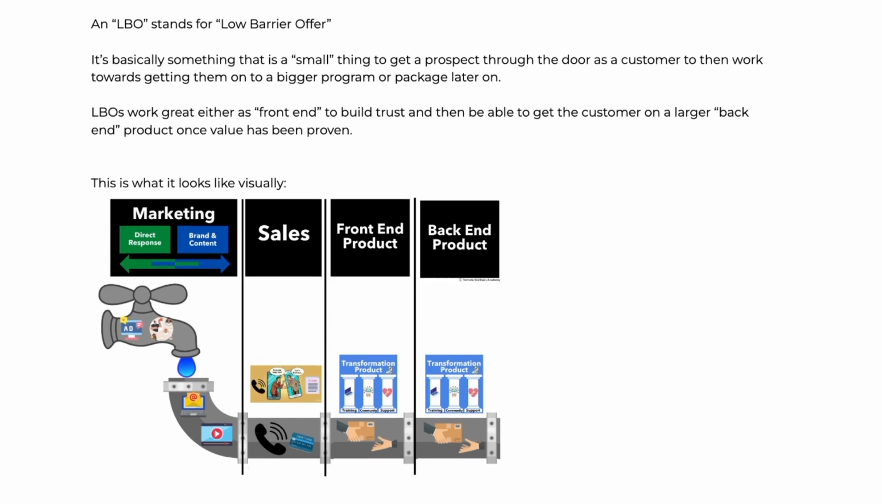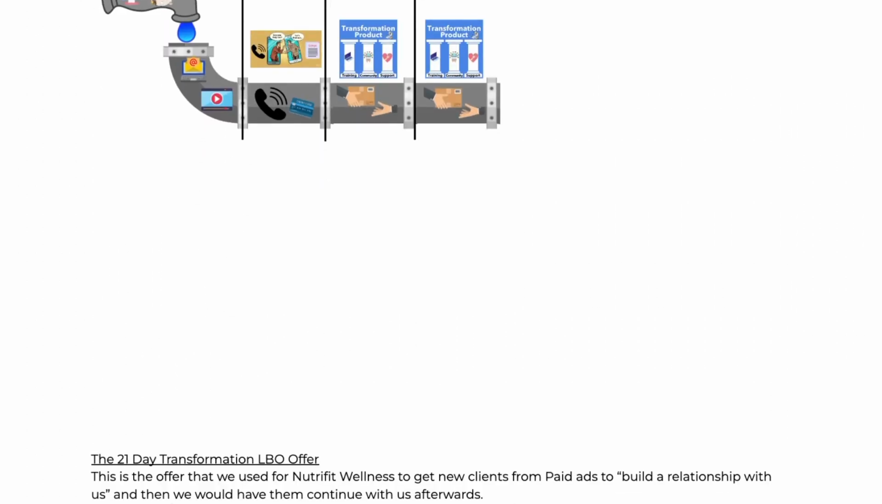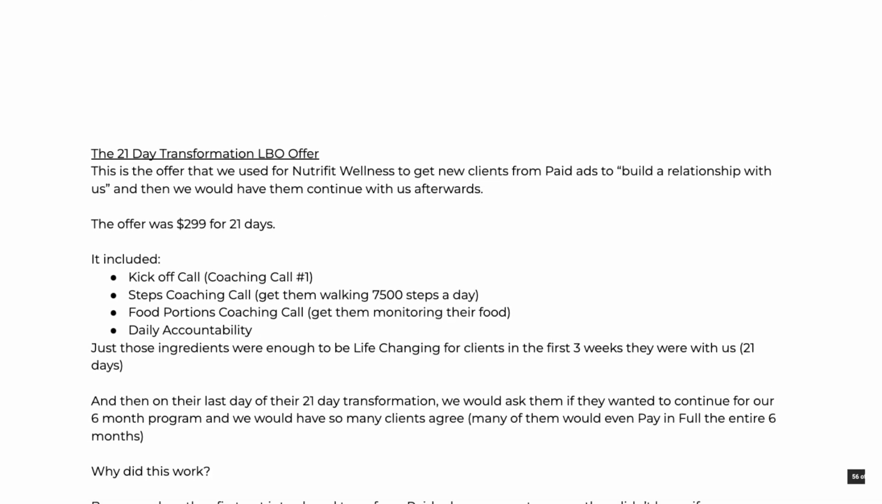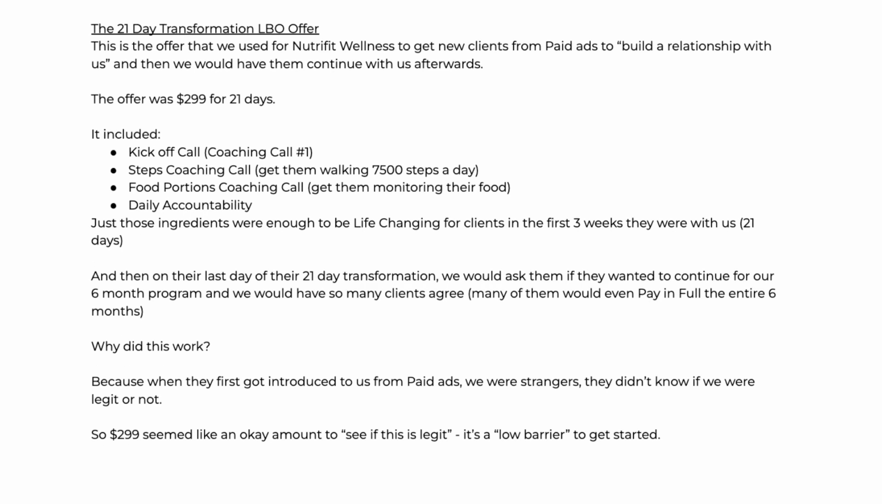And in fact, this LBO type of offer is exactly what we used when we first launched NutriFit Wellness back in the day. It was the 21-day transformation LBO offer, right? What we did is we used it to be able to get clients off of paid ads who kind of were not trusting of us, right? We wanted to build a relationship with them, and we wanted them to be able to continue with us afterwards.